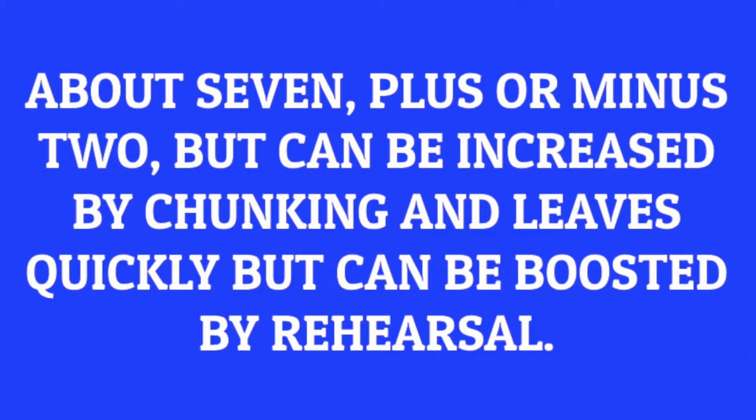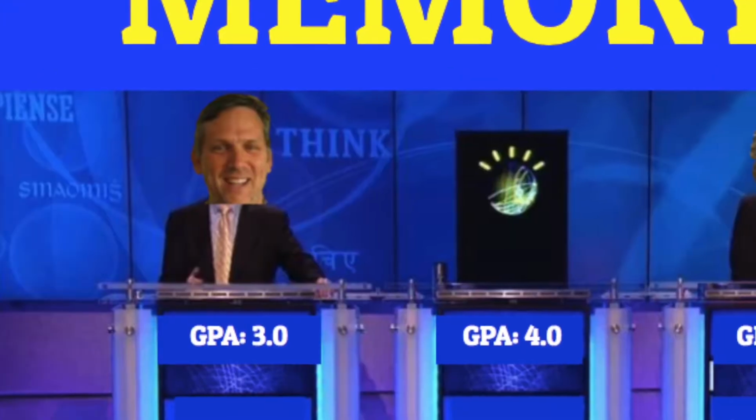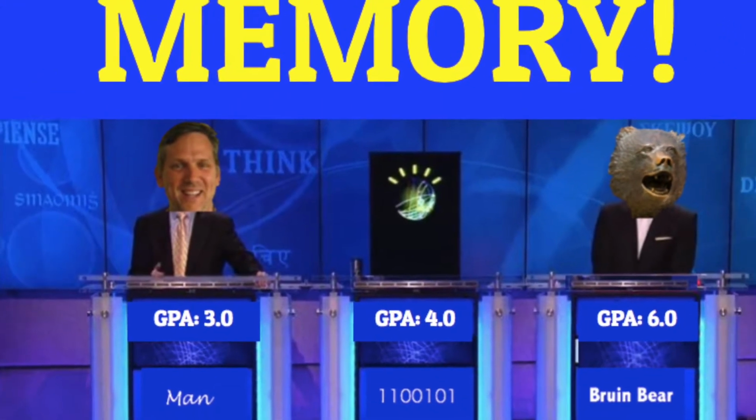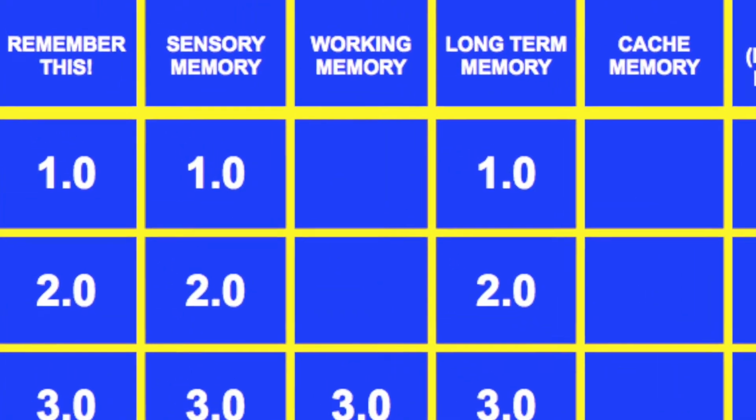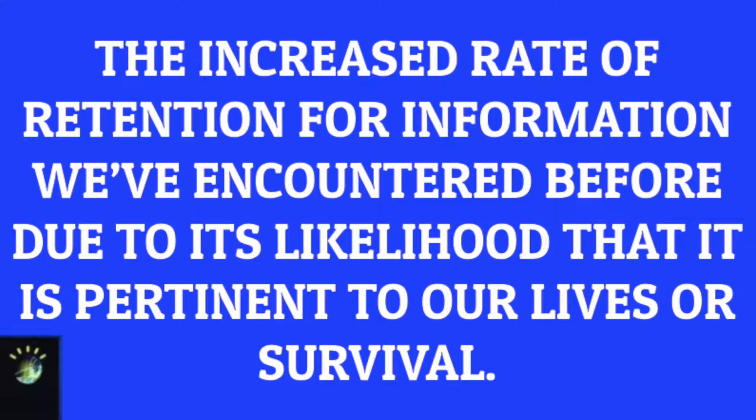About 7, plus or minus 2, but can be increased by chunking and leaves quickly but can be boosted by rehearsal. What is the capacity and rate of decay? Finally, a GPA that means you aren't failing. Remember this for 1. The increased rate of retention for information we've encountered before due to its likelihood that it is pertinent to our lives or survival. What is natural selection's role in memory?